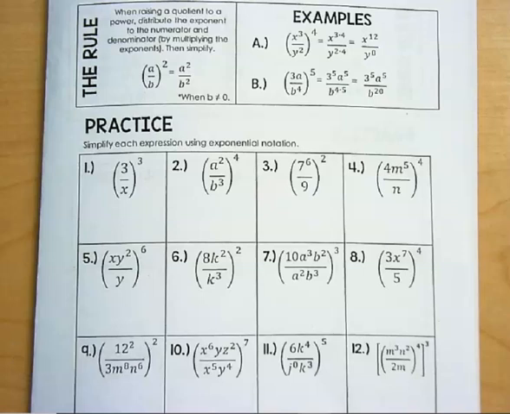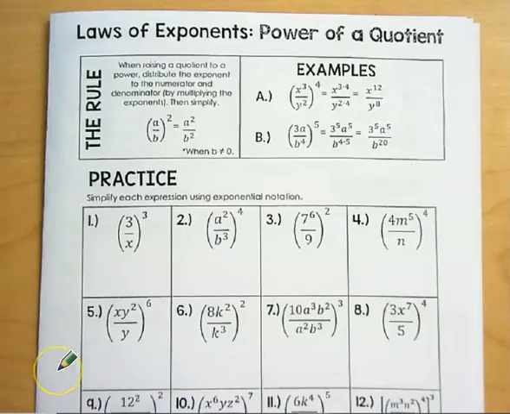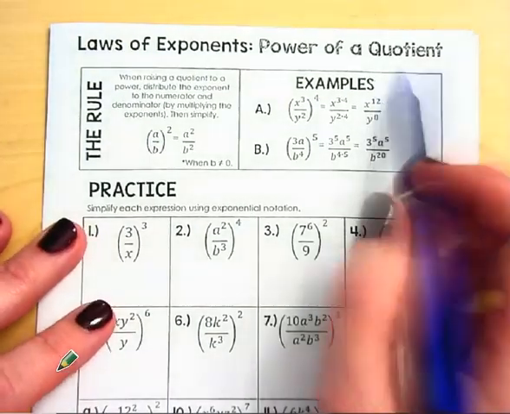All right, here is day 2 of our exponent rules. We are starting with this rule that is called power of a quotient. And this word quotient means you're dividing some things.